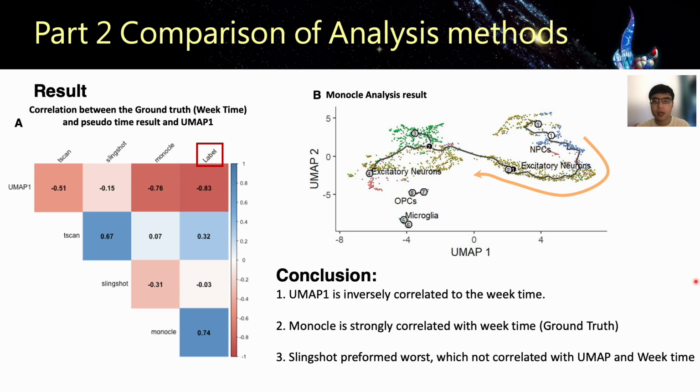And based on this result, we can confidently conclude that Monocle is the most accurate and robust method for trajectory analysis in single-cell RNA sequencing data among the ones we evaluated. Therefore, in the following analysis, we regard Monocle as the preferred method for reconstructing cellular developmental trajectory.